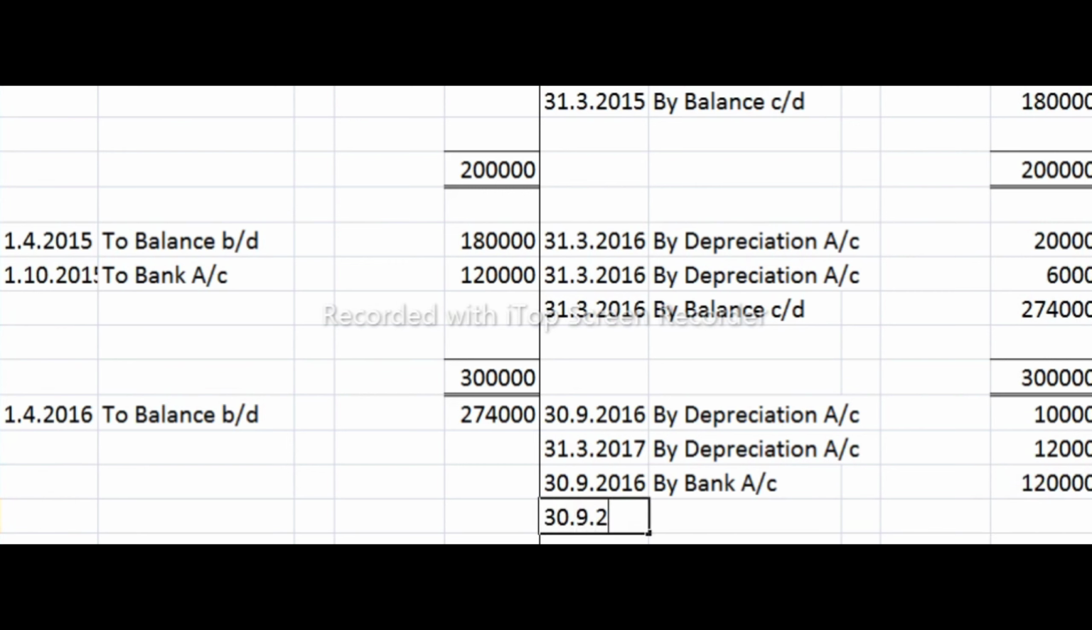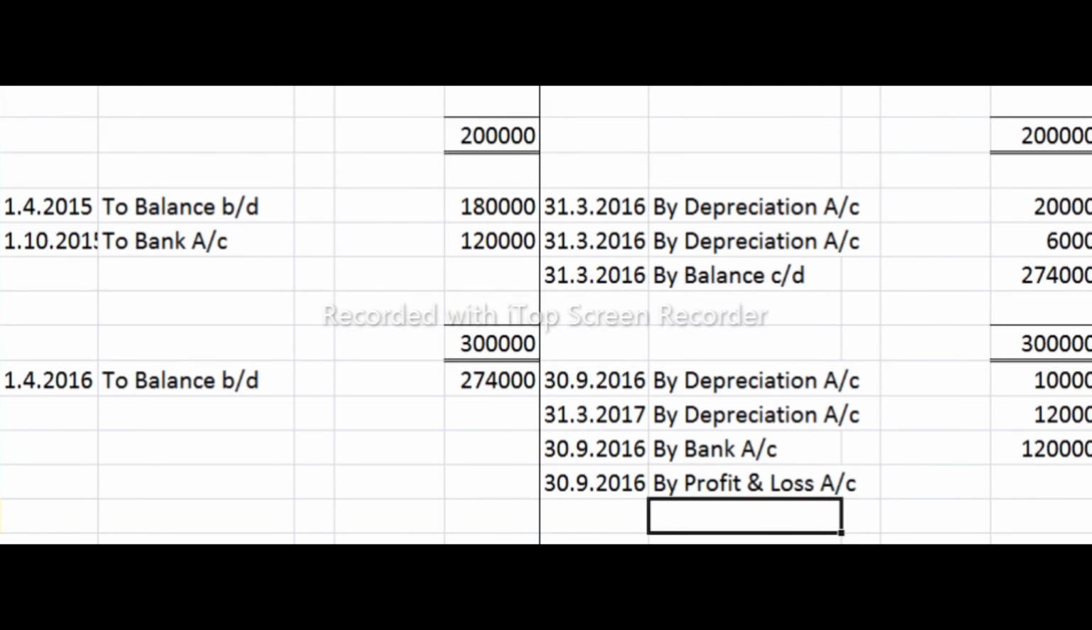by bank account 1,20,000. Next we are going to record the loss on sale of the first machinery. So loss on sale of first machinery will be recorded on the credit side of the machinery account. The journal entry goes as profit and loss account debit to machinery account, which is the journal entry for the loss on sale of machinery. Therefore on the credit side it's going to be recorded as by profit and loss. If you want, in the bracket we can write it as loss on sale of first machinery. The amount can be taken from the working note of the first machinery, which is rupees 30,000.